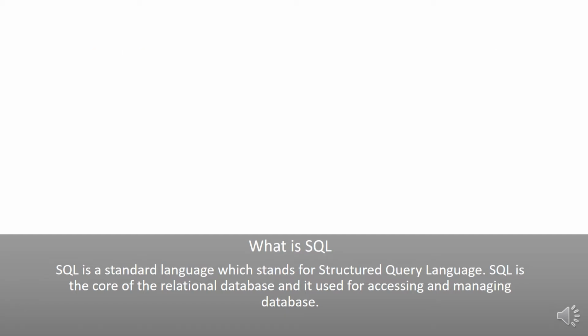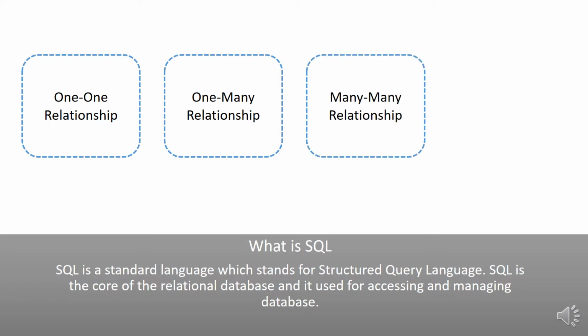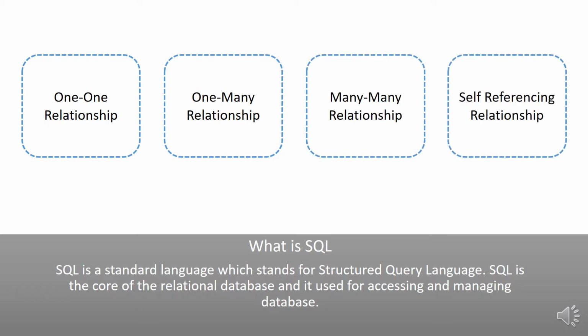SQL also enables you to maintain relationships between tables. Now these could be either a one-to-one relationship, one-to-many relationship, many-to-many relationship, or self-referencing relationship. When a single row in table X is related with a single row in table Y, it is called a one-to-one relationship. When a single row in table X is related with many rows in table Y, it is called a one-to-many relationship. When many rows in table X are related with many rows in table Y, it is called a many-to-many relationship. And finally, a self-referencing relationship is when a row in a table is related with another row of the same table.